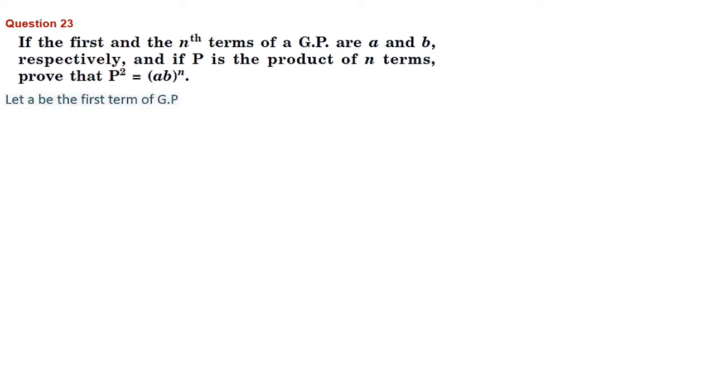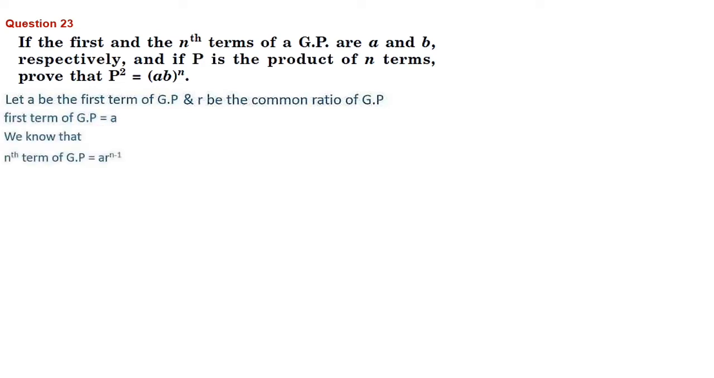Let A be the first term of the GP and R be the common ratio of the GP. The first term of the GP, of course, is given to us also as a. The nth term of a GP, we know that the formula is AR^(n-1). That means, as per the given condition, b is our nth term.